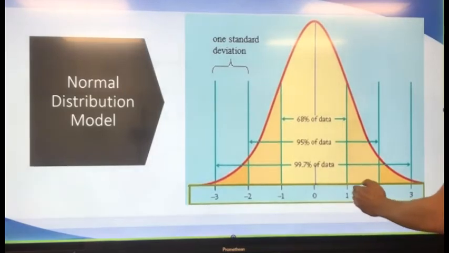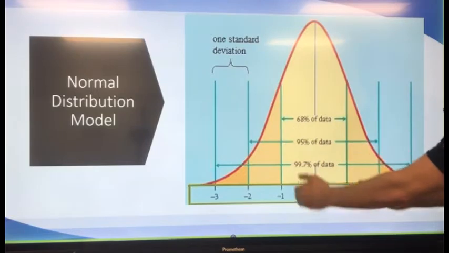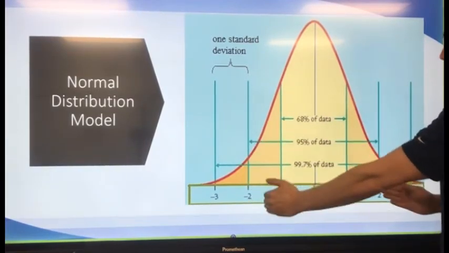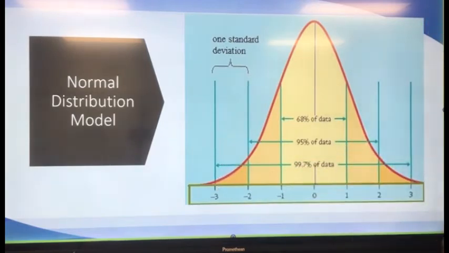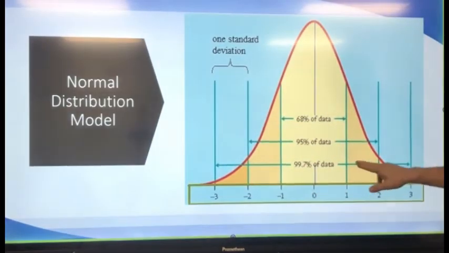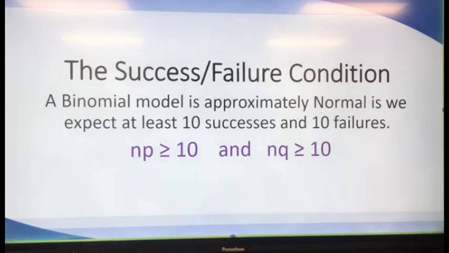and going one standard deviation from the mean in both directions gives me 68% of my data. Going 2 standard deviations is 95% of my data, and going 3 standard deviations from the mean is 99.7% of the data. So can any of our binomial or geometric models represent this kind of model? Well, there's a test, and that is the success-failure condition. A binomial model is approximately normal if we expect at least 10 successes and 10 failures.